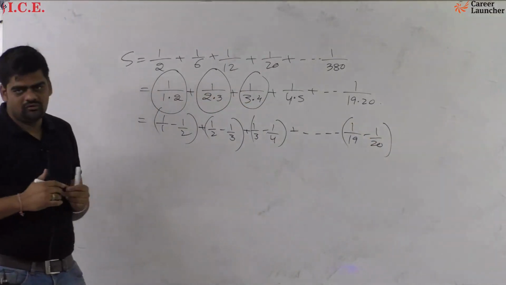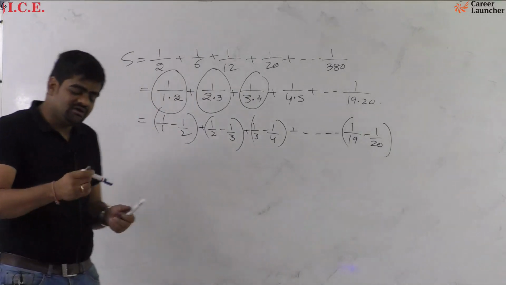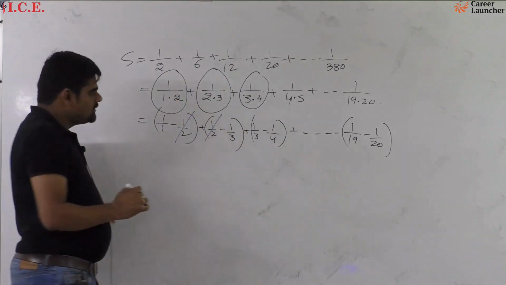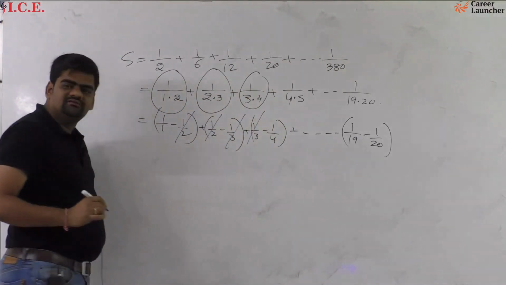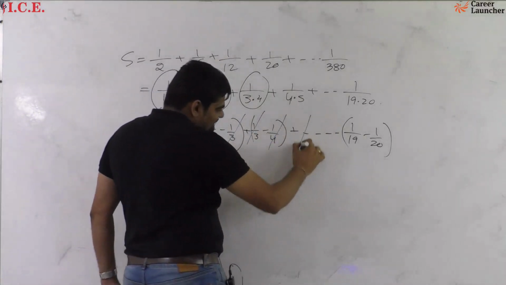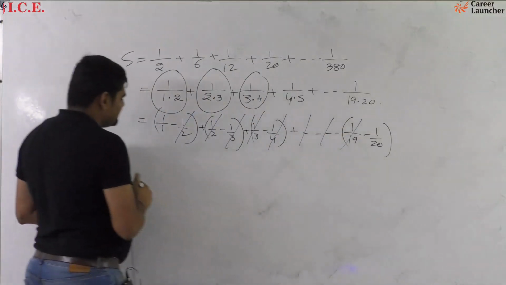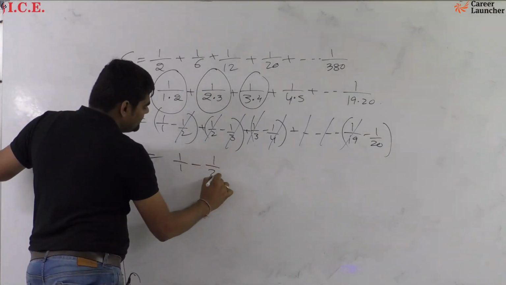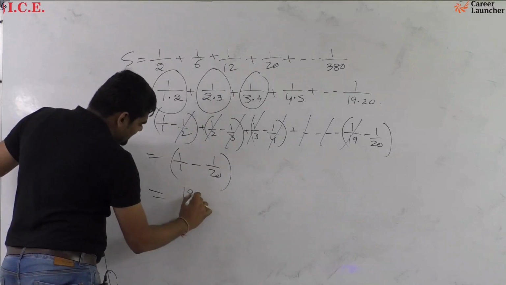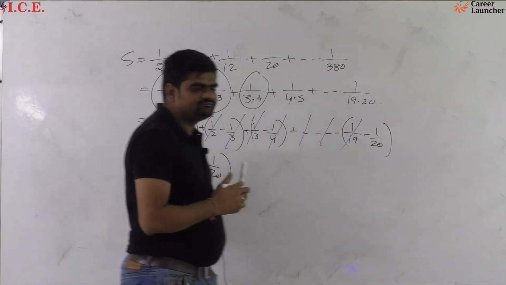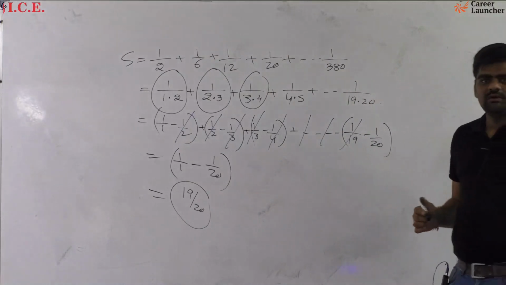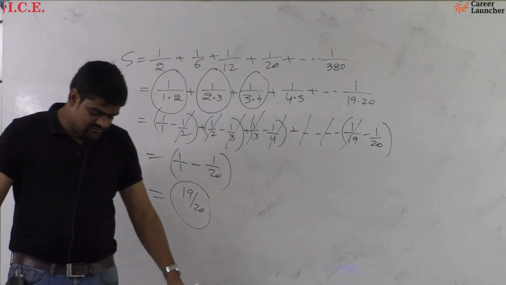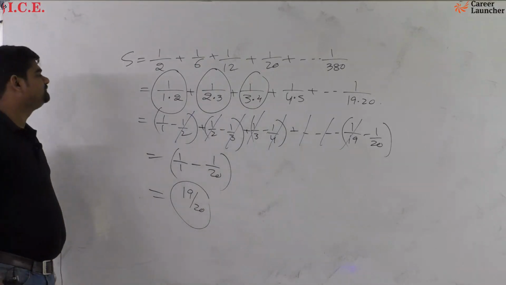Now what is the advantage, sir? The advantage is, minus 1/2 and plus 1/2 cancel. Minus 1/3 and plus 1/3 cancel. That means all the terms will cancel except the first and the last term. So the first term is 1/1 minus 1/20, so the answer is going to be 19/20. That's your answer. Getting my point, right? Please note down. It's a very typical question which is asked in exams.